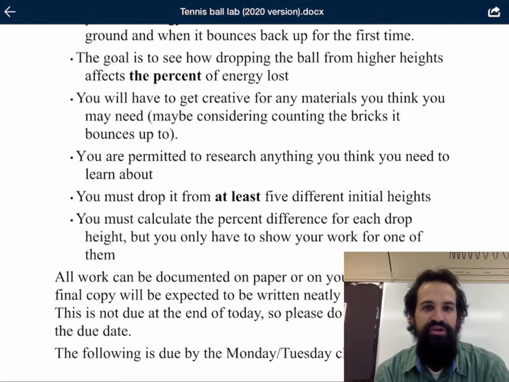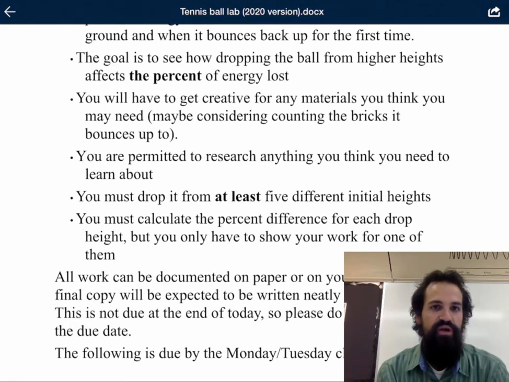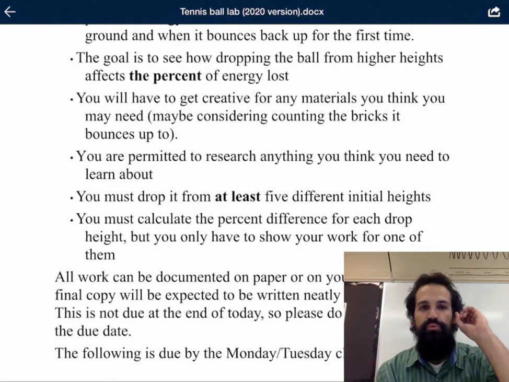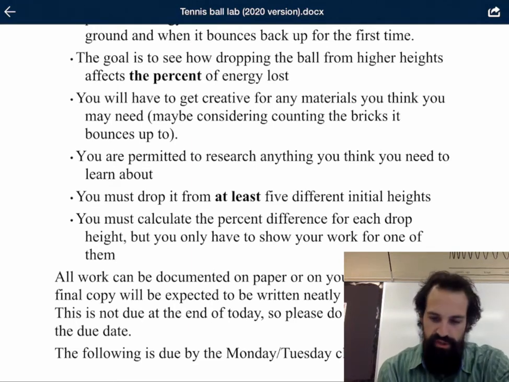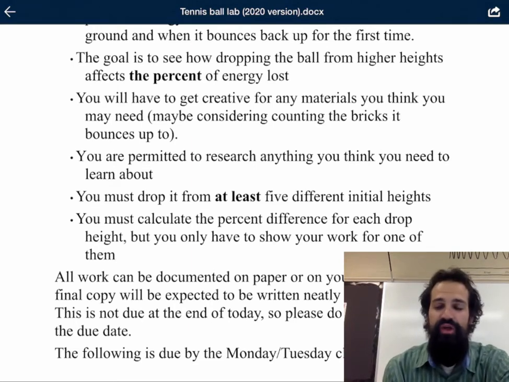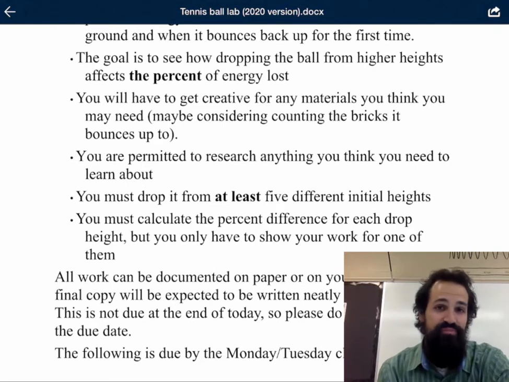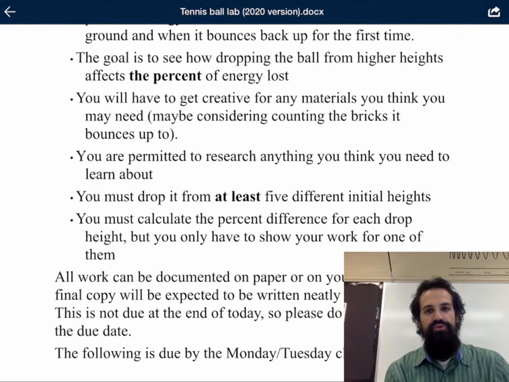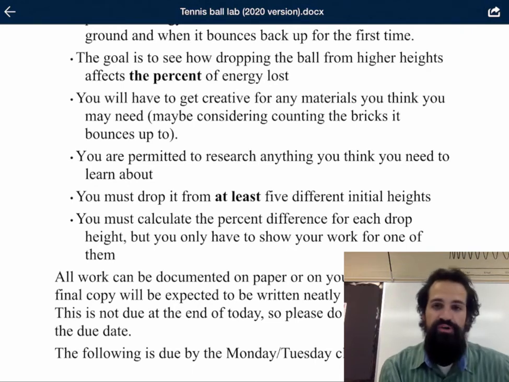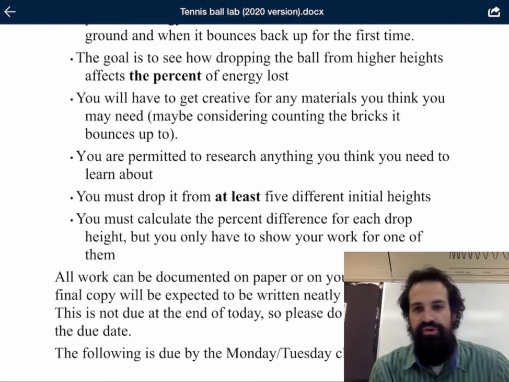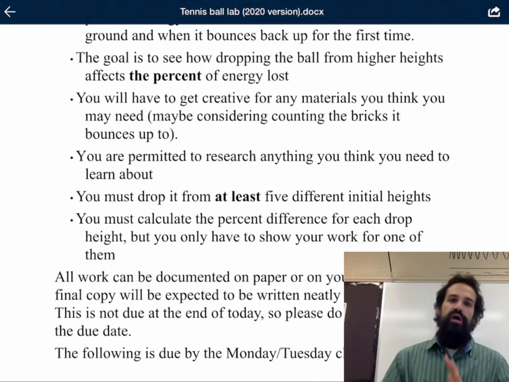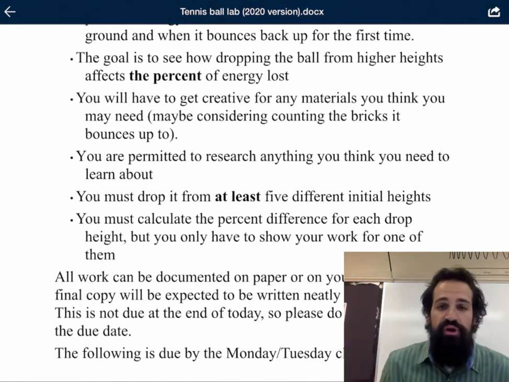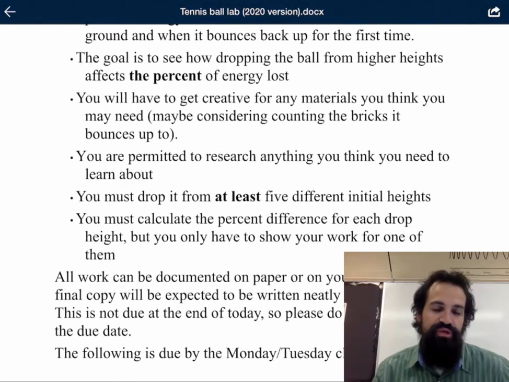You have to calculate the percent difference for each drop height, but you only have to show your work for one of them. And I will show you how to do that calculation. I'll work through it with you step by step to make your life easy. All work can be documented on your paper or somewhere on your iPad. I personally recommend Notability. I think it's clean, neat, and easy and organized. But you use whatever works best for you as long as you meet all of the criteria I have.